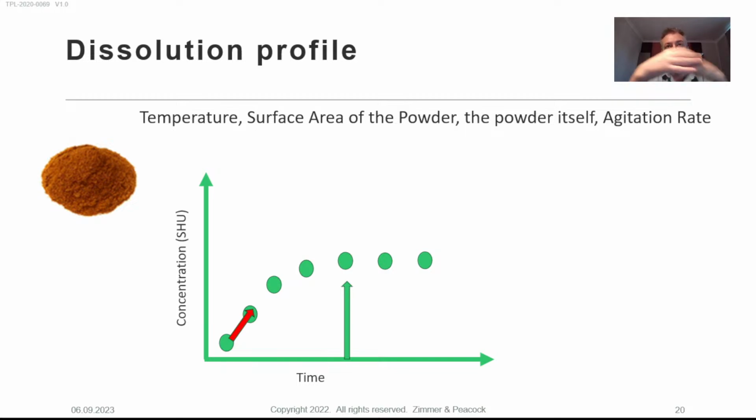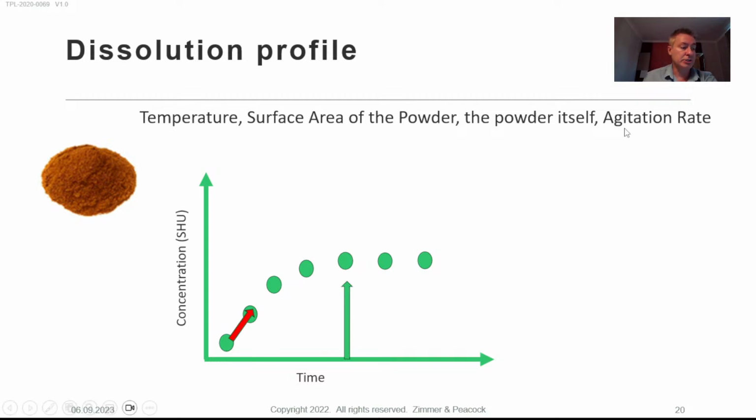Dissolution is also the powder itself. The molecule we're trying to get out of here is capsaicin, but each powder will have different materials, which are essentially grown. These materials have different abilities to hold on to the capsaicin and stop it essentially dissolving into the solution. So the powder is a variable.